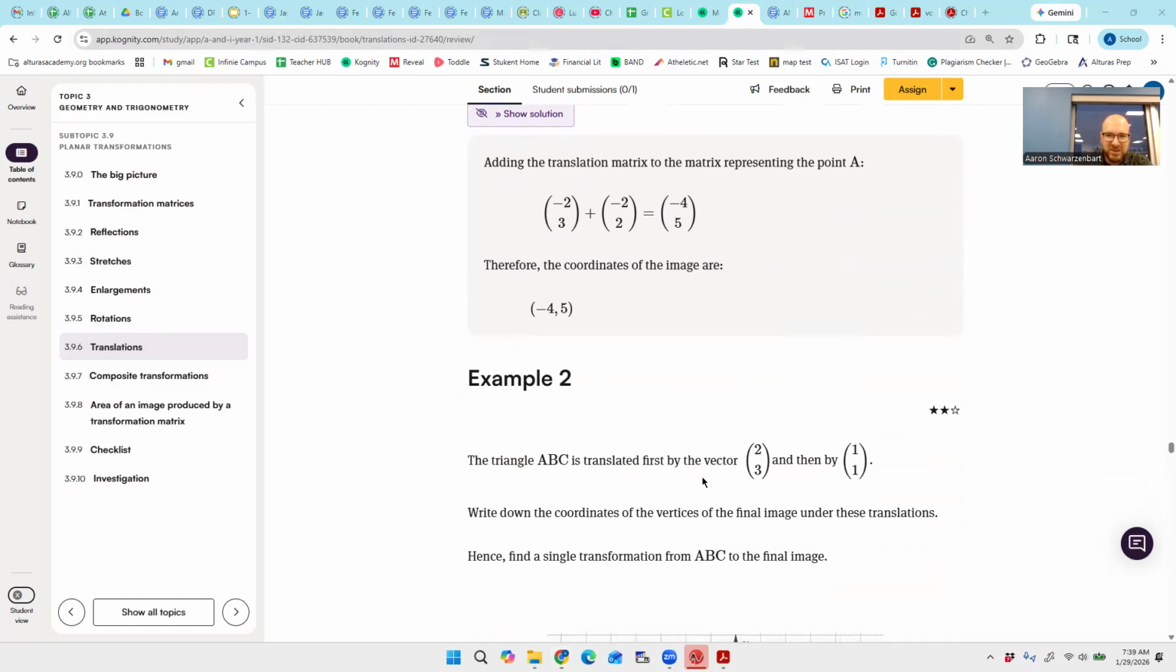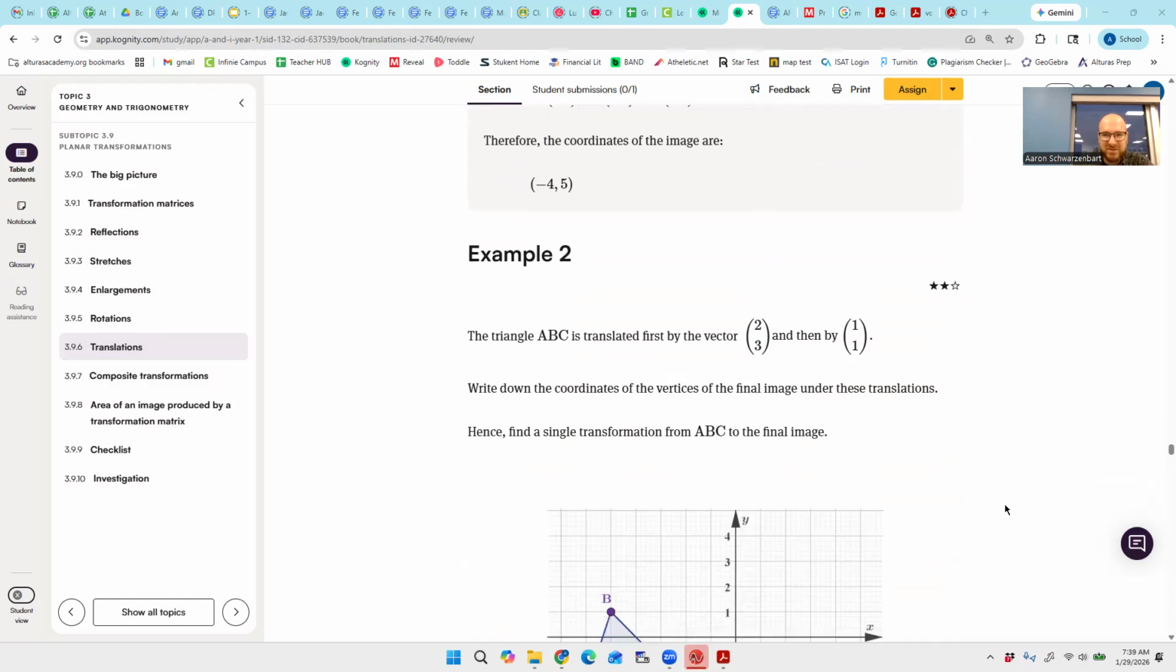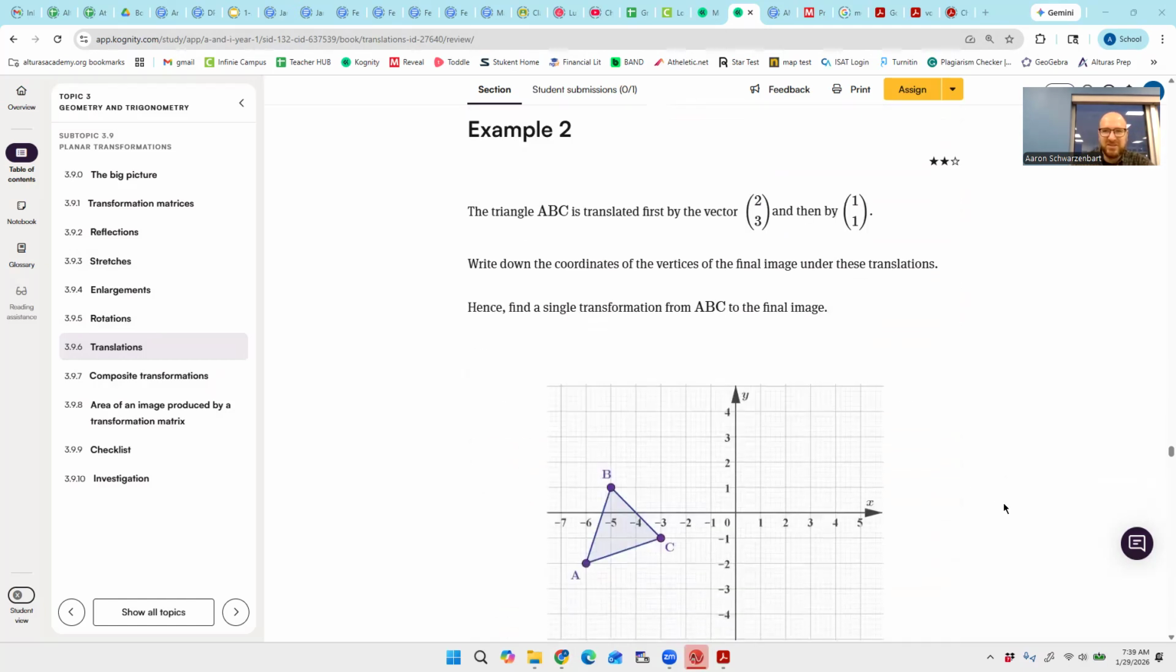So a triangle is translated first by the vector 2, 3, and then by 1, 1. Write down the coordinates of the vertices of the final image under these translations. Hence, find a single translation that would do this. So right to from -6 up 3. This would be A prime. And then 1, 1 is here, A double prime. So essentially I'm going 3, 4 to combine the two transformations together.